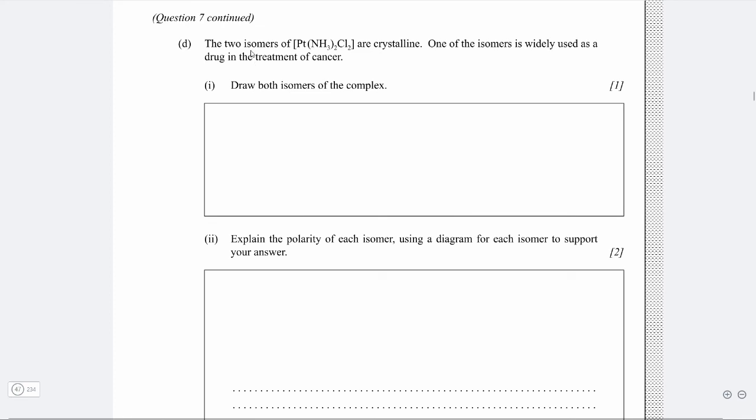Okay, the two isomers of platinum, it's some kind of complex ion, are crystalline. One of the isomers is widely used as a drug in treatment of cancer. Draw both isomers of the complex. Okay, I'm not sure if this is in the syllabus, but for a complex with 4 arms, there's one which is called trans and one which is called cis.